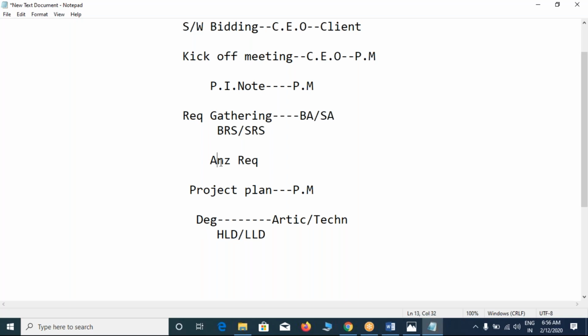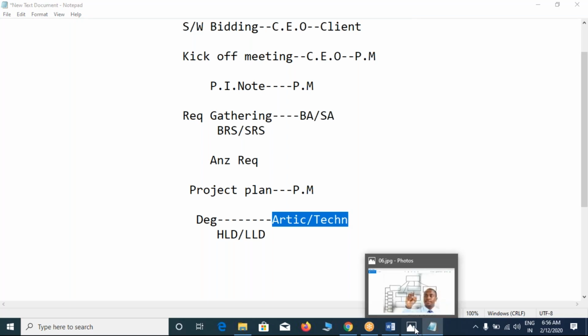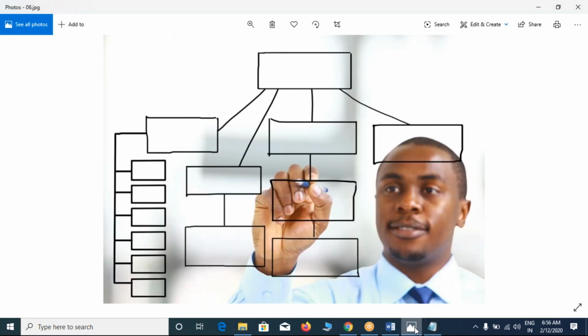Once again, based on the requirements and based on the plan, design is done by the architect team or technical team. They will design the project as two types of documents, high level design and low level design. Outlook of the project requirements is called high level design. Inner look of the project requirements is called low level design.